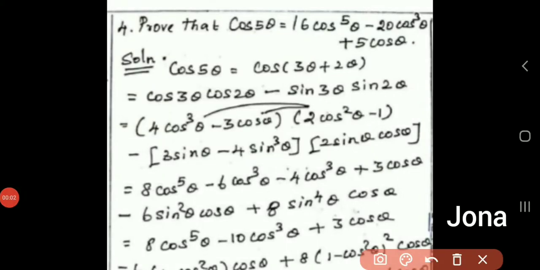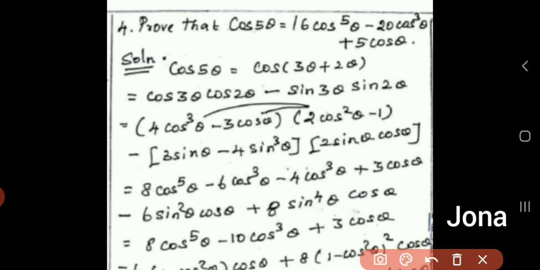Fourth sum, prove that cos 5θ equals 16 cos^5 θ minus 20 cos^3 θ plus 5 cos θ. Here first I want to take this cos 5θ. I want to split this 5θ as 3θ plus 2θ so that I can write the formula of cos of A plus B, isn't it? So I want to take this cos 5θ as cos of 3θ plus 2θ.